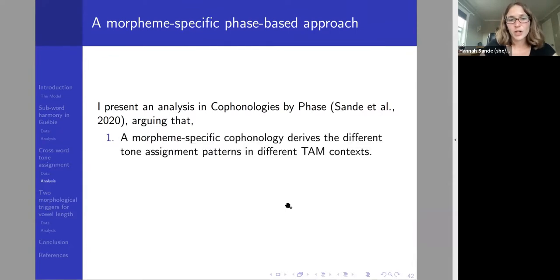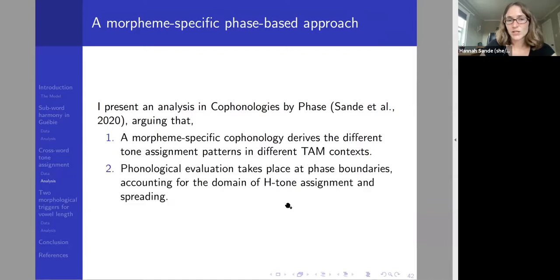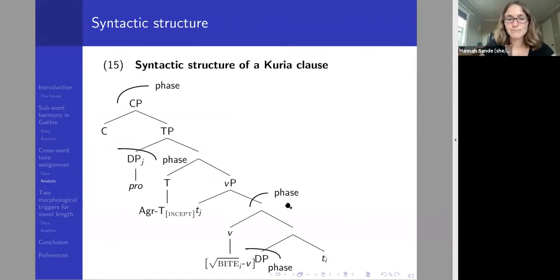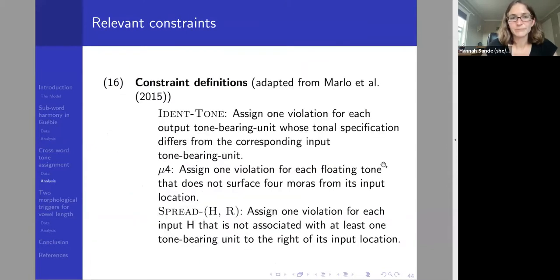So in cophonologies by phase, this will involve a morpheme specific cophonology, getting us the different high tone assignment patterns, and phonological evaluation at phase boundaries instead of word boundaries, which allows multiple words to be evaluated at the same time. So here's the syntactic structure of a Kuria clause. This is kind of a standard Bantu clause structure, and the tense aspect morphemes that trigger high tone assignment are in T, and the things that are affected are to the right of that slot.